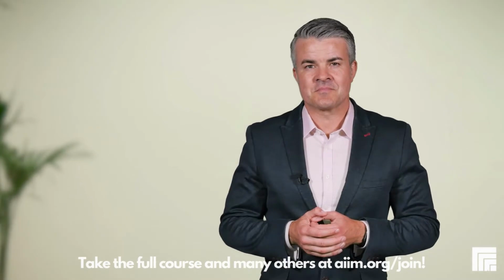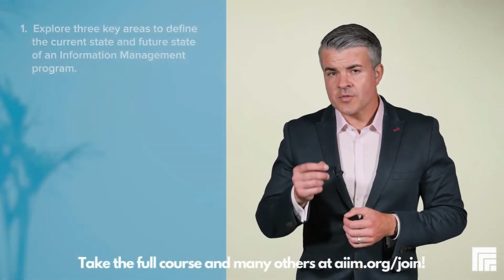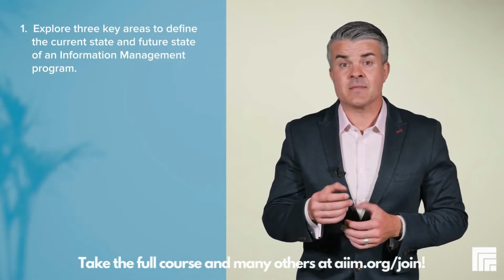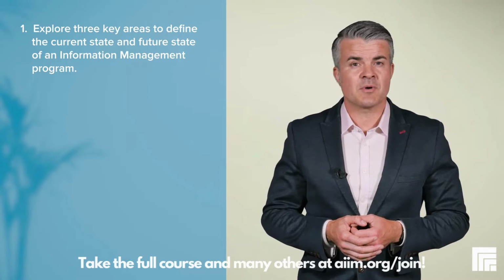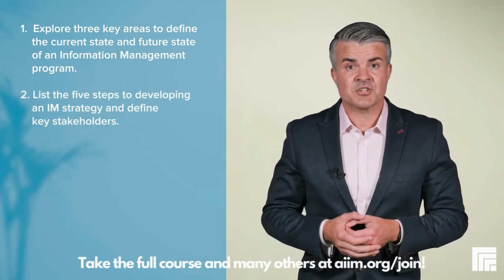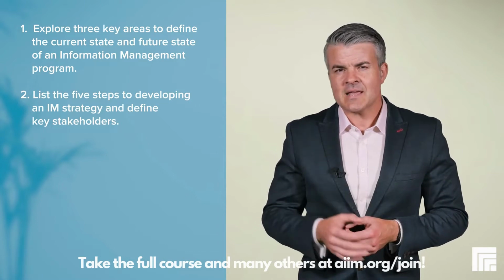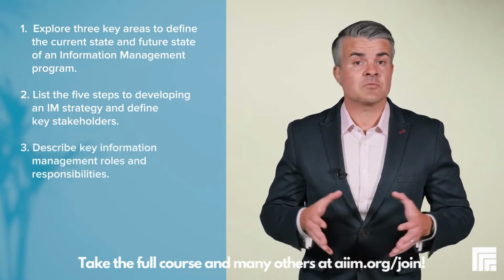Learning outcomes. In this lesson, you will explore 3 key areas to define the current state and future state of an information management program. List the 5 steps to developing an AIIM strategy and define key stakeholders. Describe key information management roles and responsibilities.